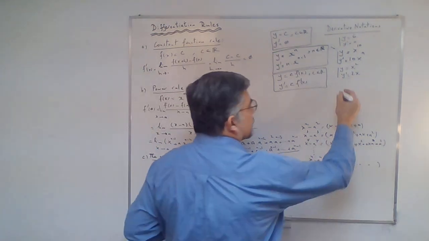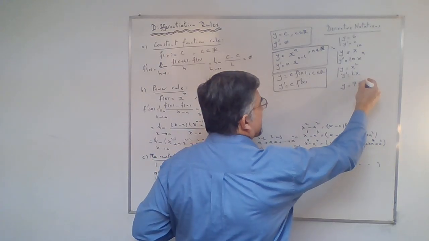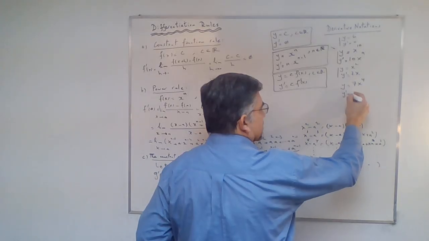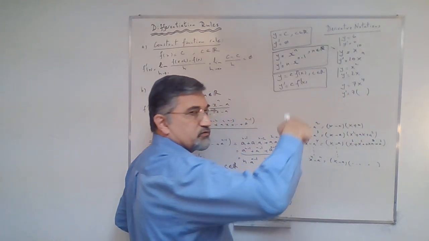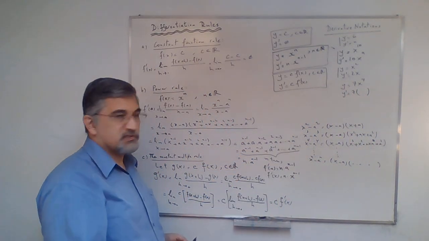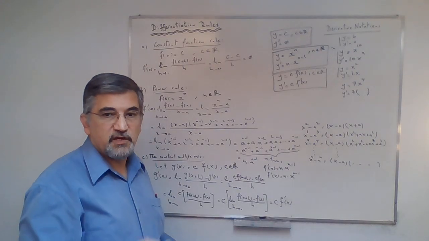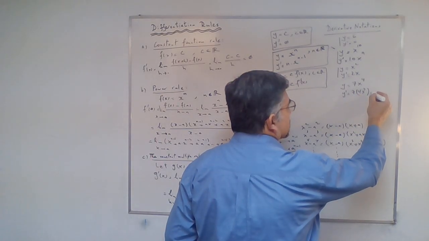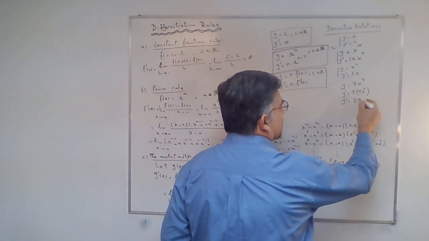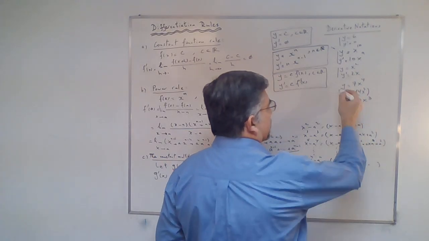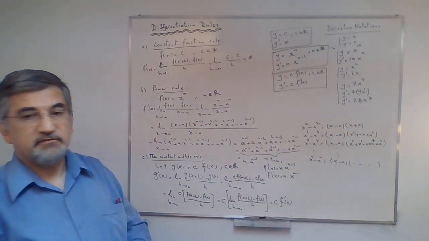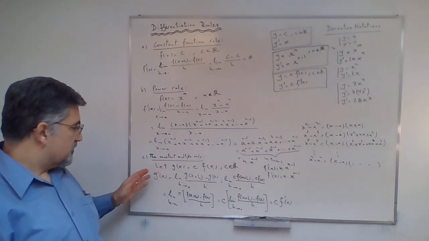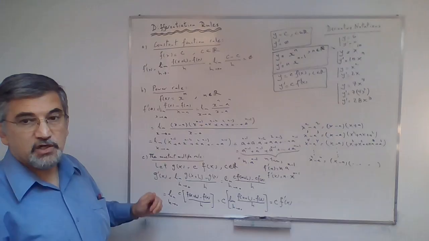And I can give you an example. If you have, let's say, 7 times x to the power 4, the derivative is going to be 7 times the derivative of x to the power 4 itself, because 7 is just a constant. But what is the derivative of x to the 4 itself? Using the power rule, it's going to be 4x cubed. So the final answer is going to be 28x cubed. So the derivative of 7x to the 4 is 28x cubed, according to the constant multiple rule, which we just proved.